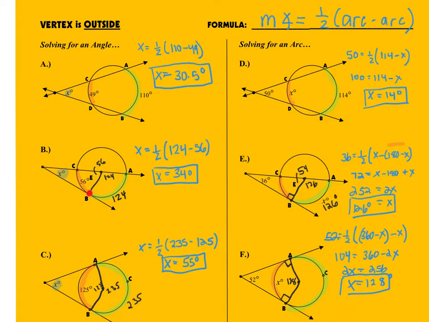So if we were to draw in this radius right here, what we might see is that we have a triangle there, a right triangle, and if we use triangle sum, this would be 90 degrees here, and this would be 56 degrees here, and this would have to be then 34 degrees. So if you saw the triangle, you could use triangle sum.